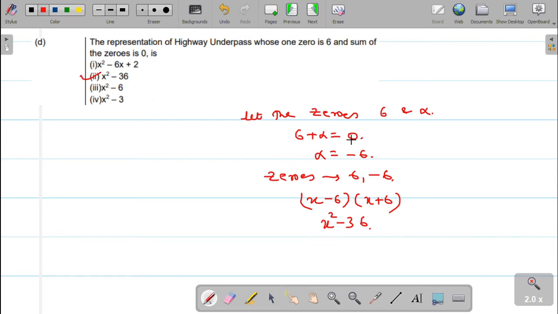Also, here I want to add a little extra: when the sum of the zeros is 0, according to the relationship, the sum of zeros is minus b upon a. If this is equal to 0, it implies b equal to 0. That means the linear term, the coefficient of x, is 0 in the quadratic polynomial. So here in x square minus 36, you do not have the x term, right?